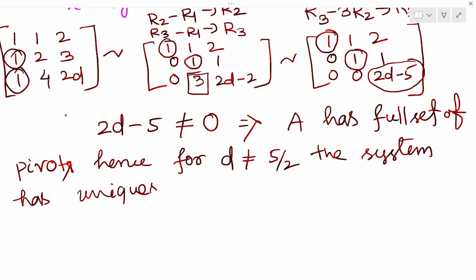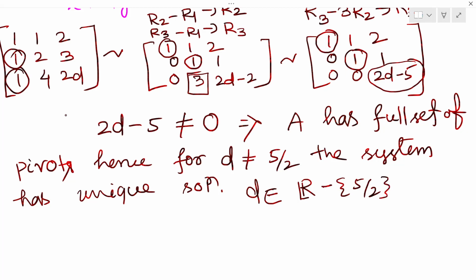How many D's are there? Unique solution. Okay, how many D's? Infinitely many. That is D belongs to the set of real numbers minus the singleton set pi by 2. For every value, any real number D not equal to pi by 2, the system of equations has a unique solution.